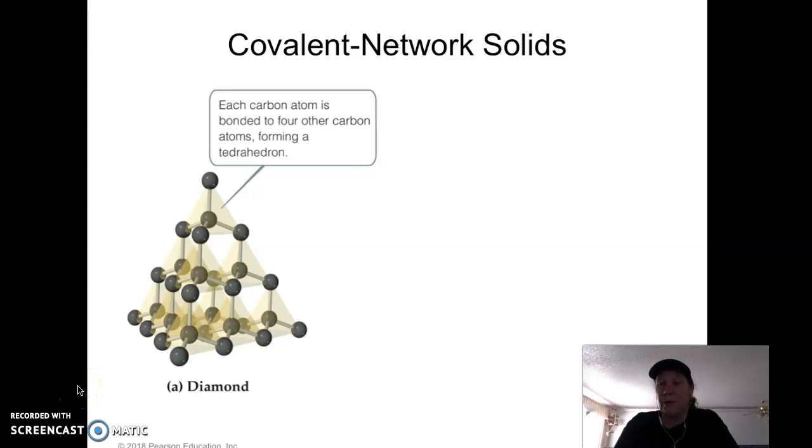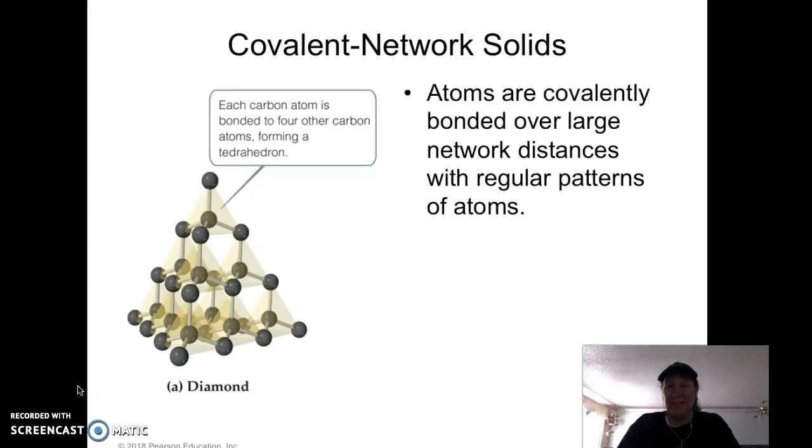I'm going to finish up chapter 12. Again, it's about solids, and we were talking about the different shapes. Here's a diamond. And now remember, we talked about graphite being like sheets. That's where they slide. That's why they're much softer.